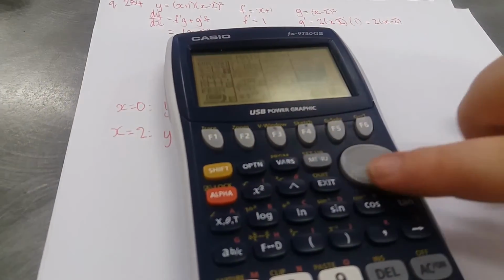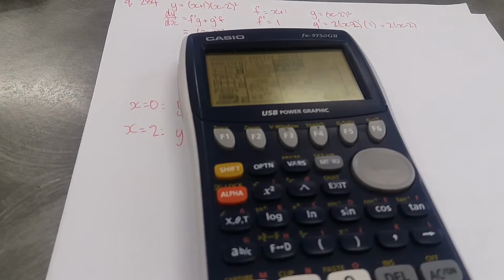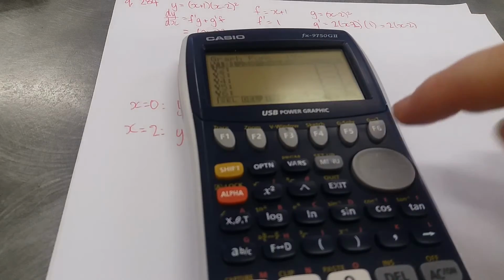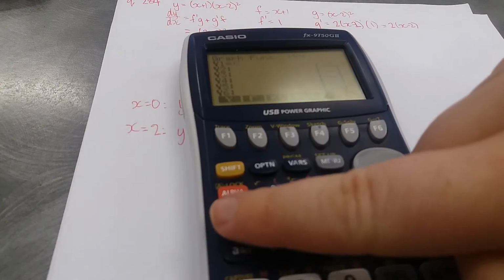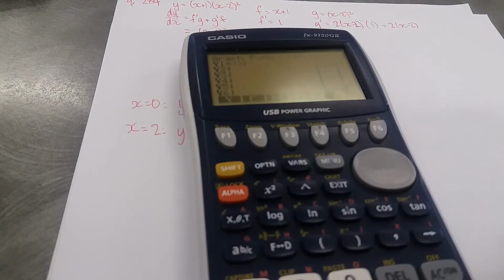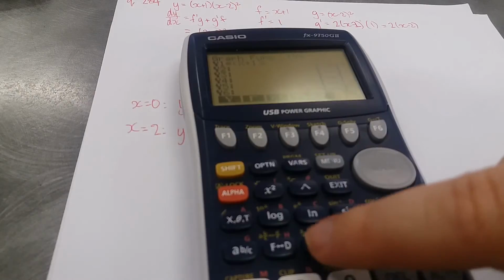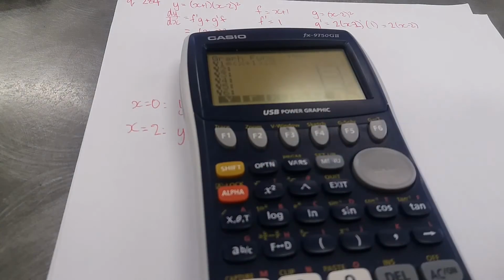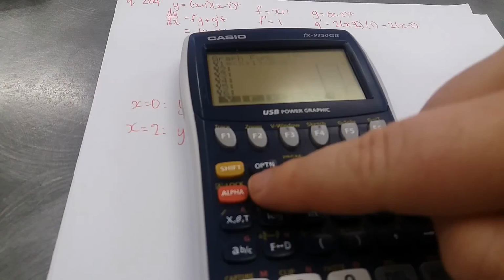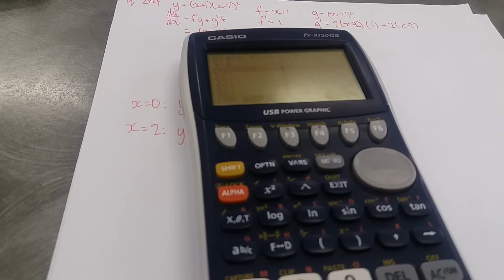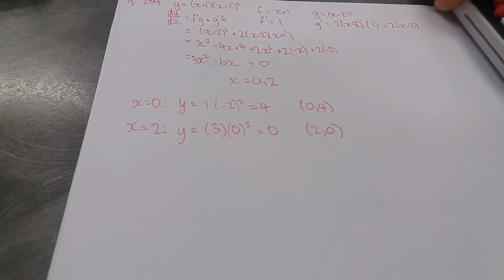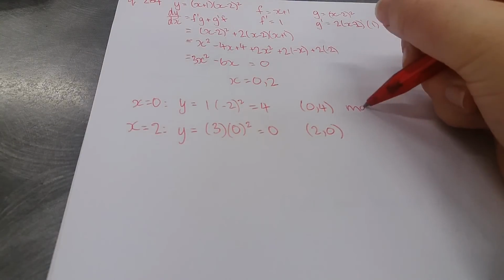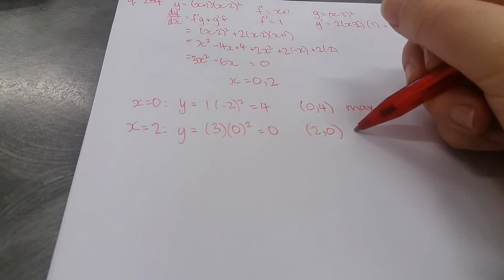Okay, now we go and graph it. Back to graphics calculator, menu, graph, and then our equation, bracket x plus 1, bracket, bracket, x minus 2, bracket, squared. Draw it, and you can see the first one's the maximum and the second one's the minimum again. So x equals 0 is a maximum, and x equals 2 is a minimum.